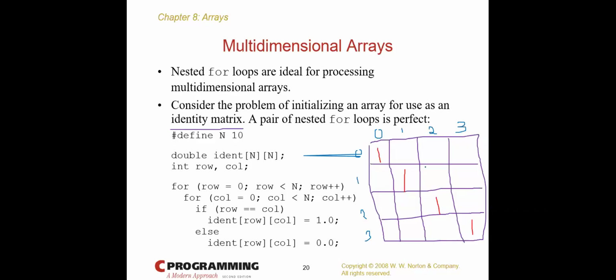So if you make observation, you realize that every place that we have 1, the row value and column value are the same thing. Whenever we have 0 and 0, we put 1. Whenever we have 1 and 1, we put 1. Whenever we have 2 and 2, we put 1. Whenever we have 3 and 3, we put 1. And this is what we call identity matrix. Other places will have a 0. And that is the way you should think when you are programming.